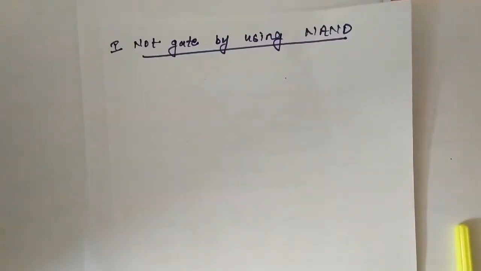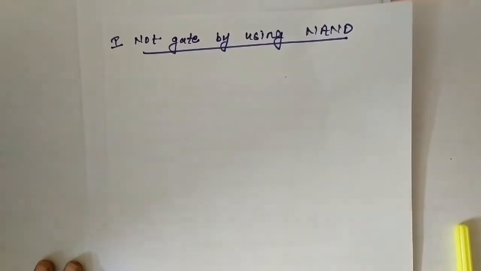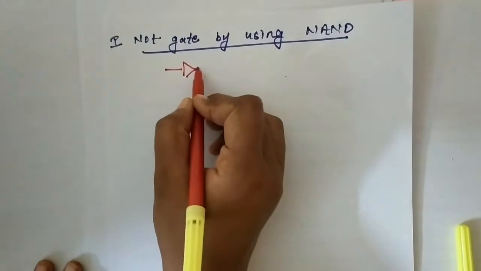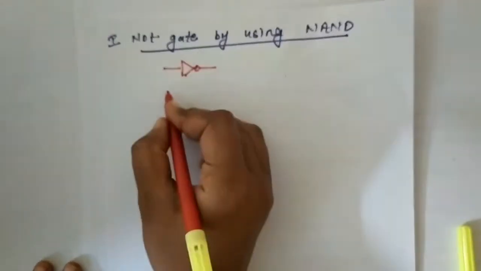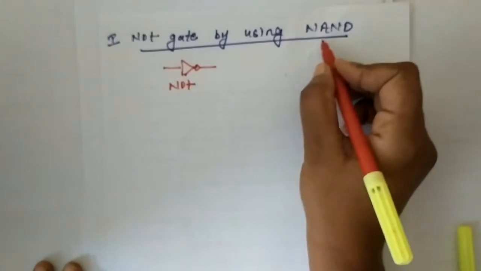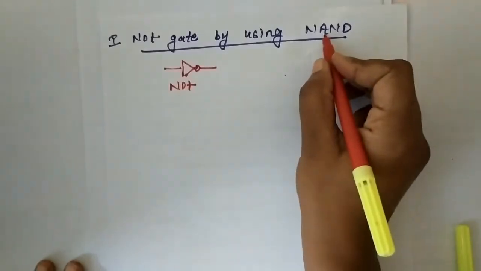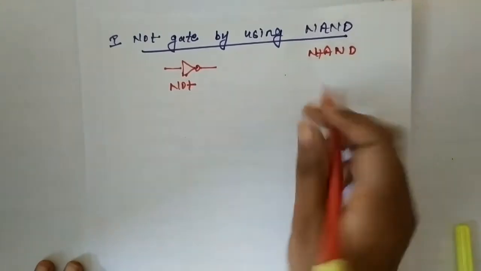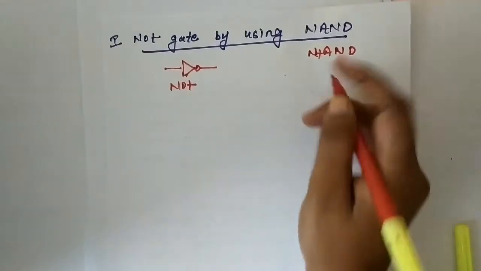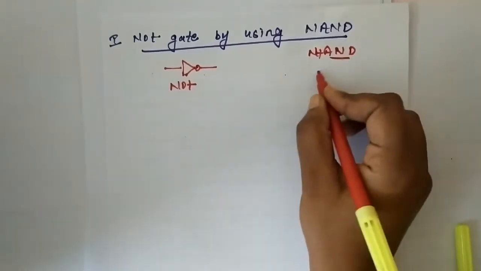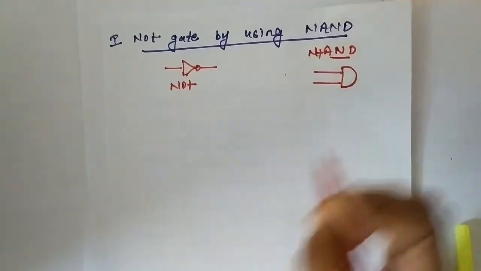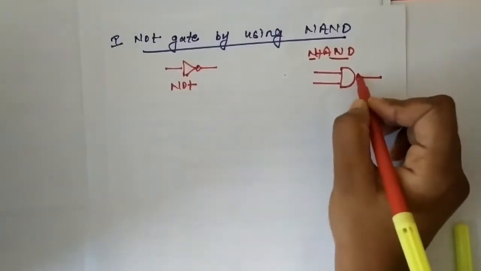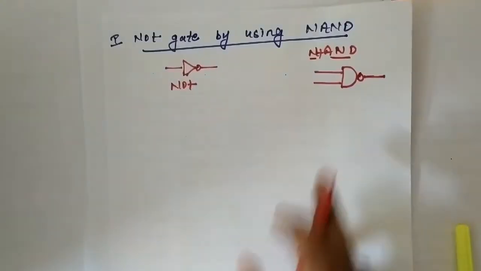So firstly see what is the logic diagram of the NOT gate. The logic diagram of NOT gate looks like that. This is the logic diagram of the NOT gate. And the logic diagram of NAND gate: NAND is the combination of NOT gate and AND gate. So firstly make an AND gate. So this is the AND gate. After that N for NOT, so we add a NOT. So this is the NAND gate.